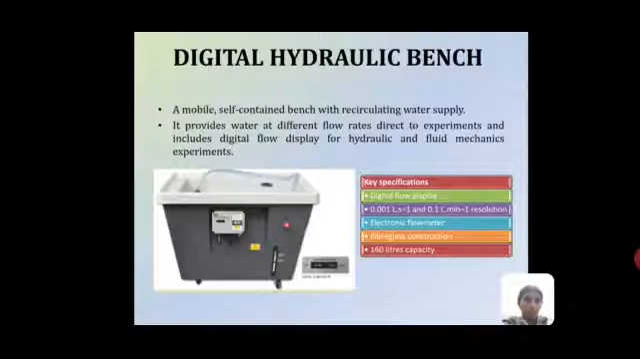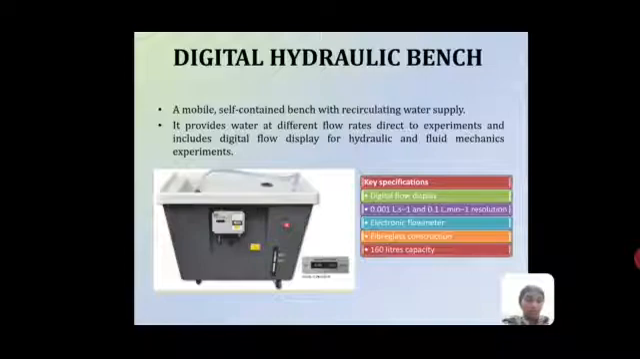It is a mobile, self-contained bench with a recirculating water supply. The first challenge it rectifies is the water supply, as the water can be recirculated. It also provides water at different flow rates so that it can be directed to different experiments, and it includes a digital flow display. As the flow display is in digital form, we can do accurate measurements. That is a flow display for hydraulic and fluid mechanics experiments.